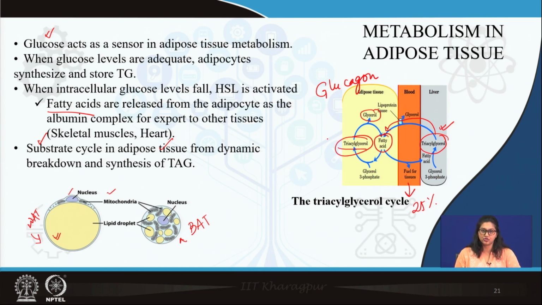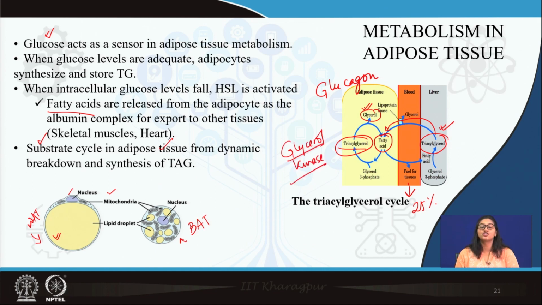Now, why can this glycerol not be reutilized for formation of triacylglycerol? Remember, in adipose tissue glycerol cannot form glycerol 3-phosphate because there is no glycerol kinase.